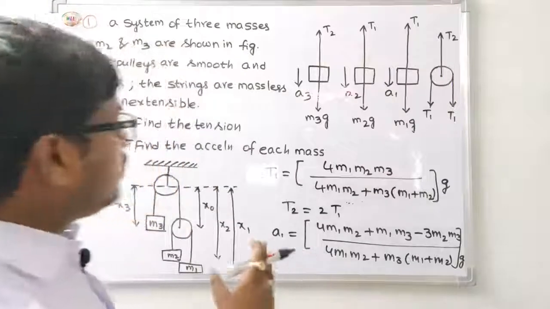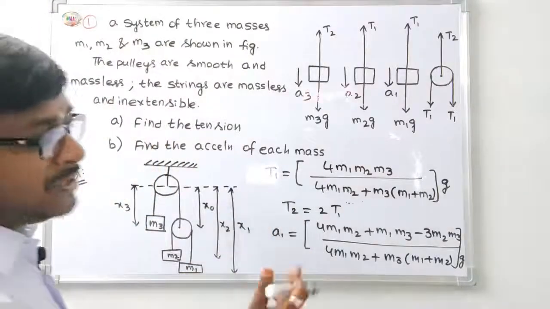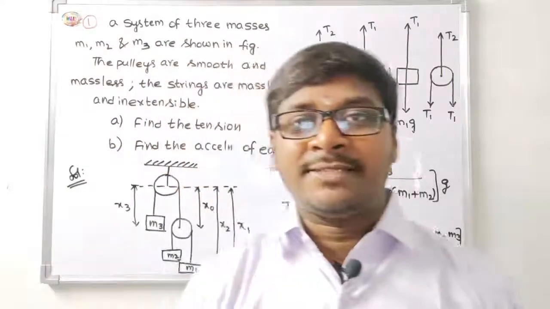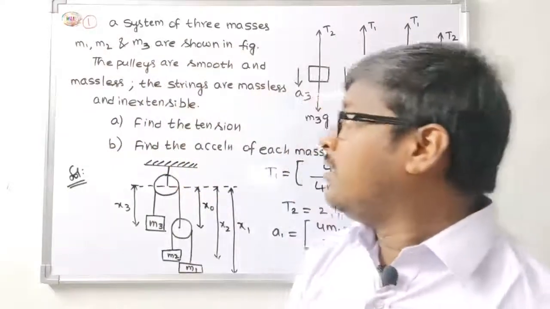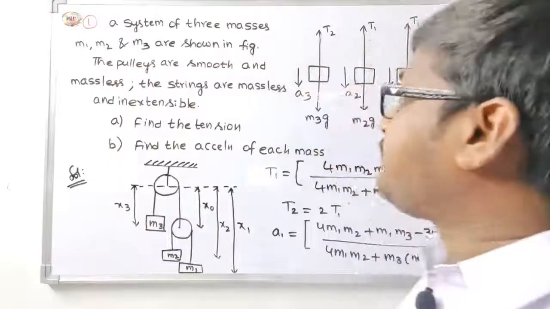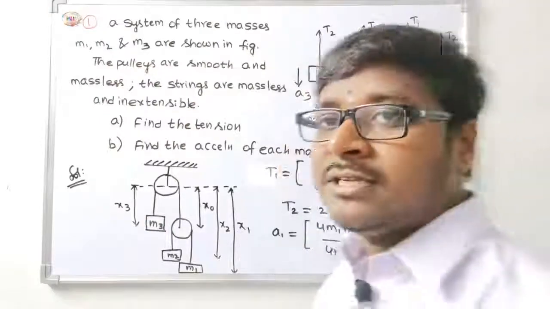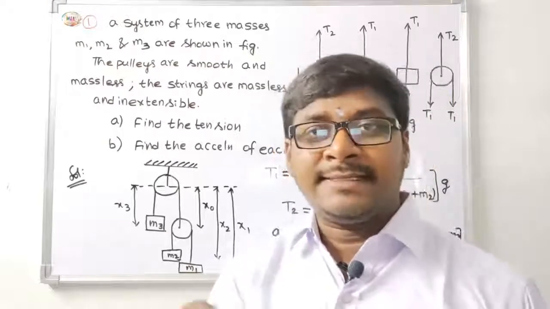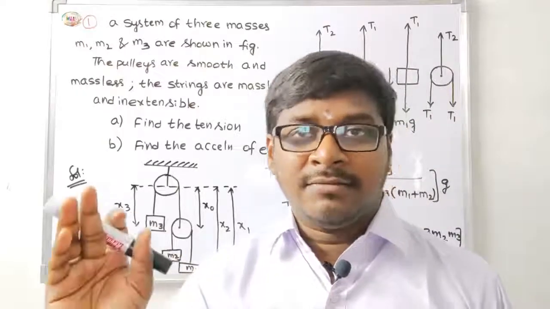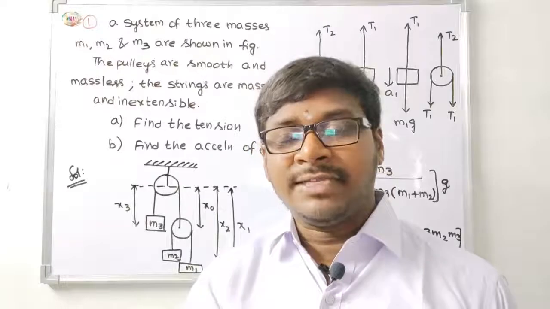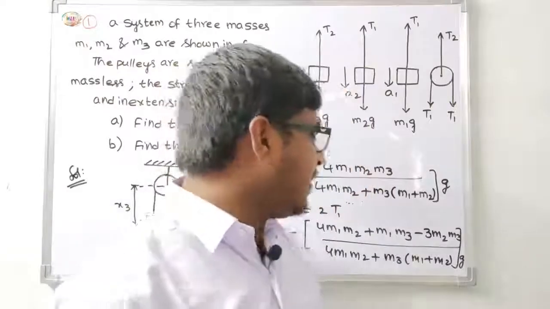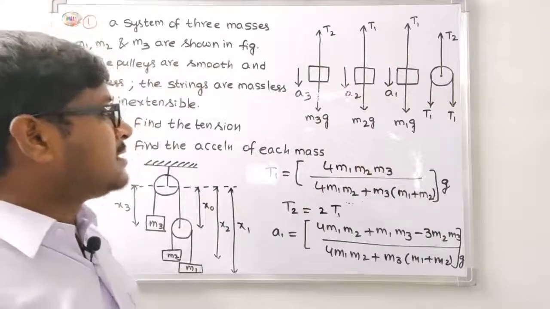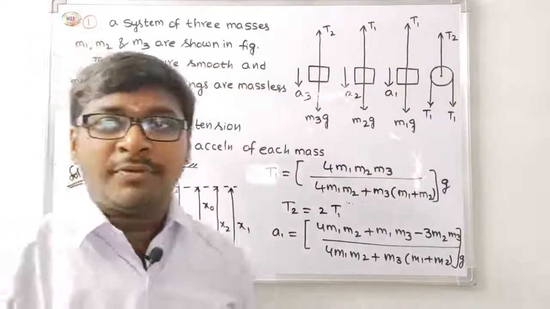Next, A2 and A3 can also be found. It is a very important problem for advanced level. The constraint equation means establishing the relation between the accelerations of the different blocks of the system. Finding the different accelerations in this problem is very important.